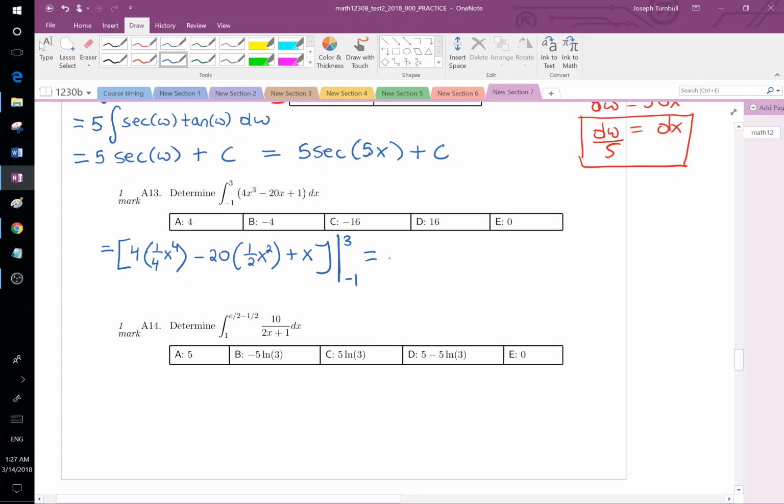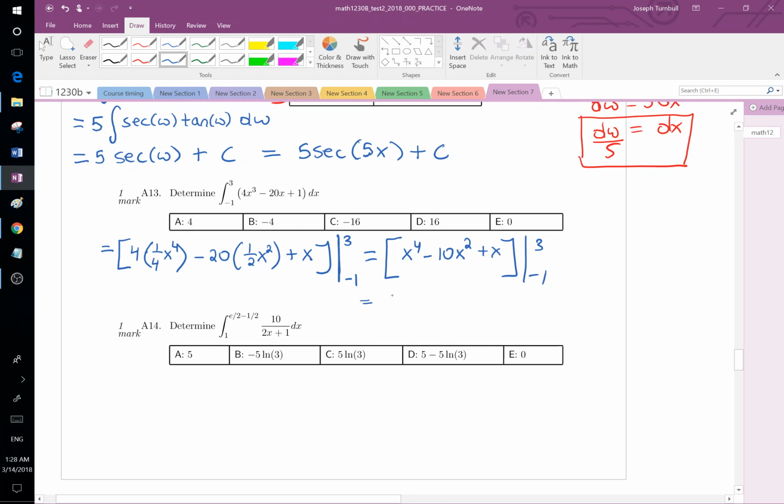Okay, before plugging those numbers in, I'm going to clean up what's inside. 4 over 4 cancels, we get x to the power 4. 20 over 2 simplifies into 10. And x is pretty happy already. So -1 to 3. Now plug in the bounds. Oh, where'd the x squared go? I lost an x squared. I gotta go fix it. 10x squared. There.